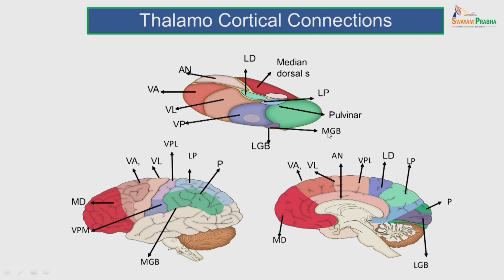The medial geniculate body is relayed in the superior temporal lobe, which is the primary auditory area. Whereas the lateral geniculate body is relayed in the primary visual area in the occipital lobe. So, these are the thalamo-cortical connections, how the various nuclei of the thalamus are relayed into the different parts of the cerebral cortex, on the superior lateral surface, the medial surface and also on the inferior surface.